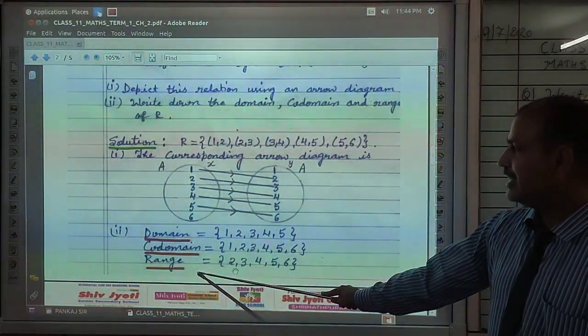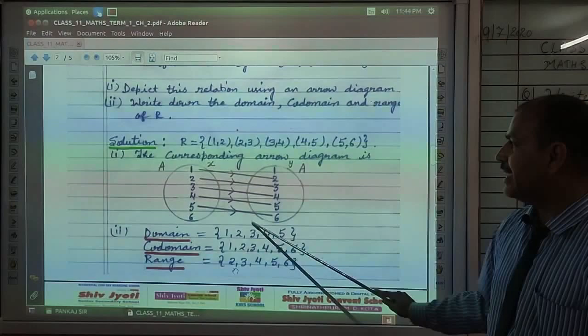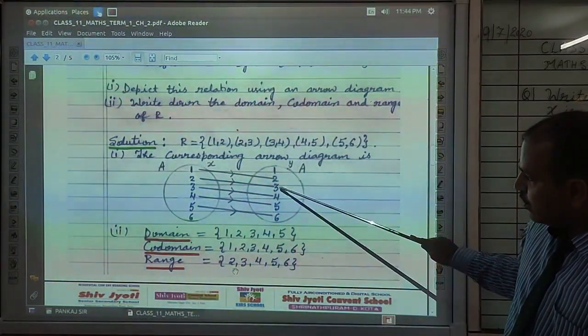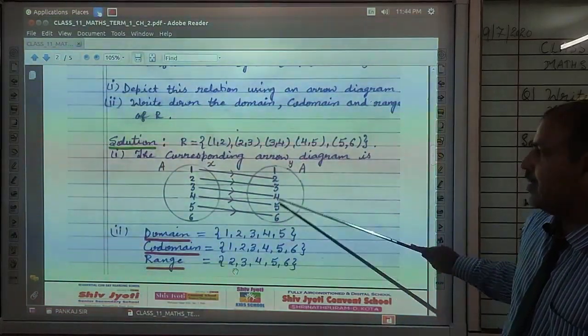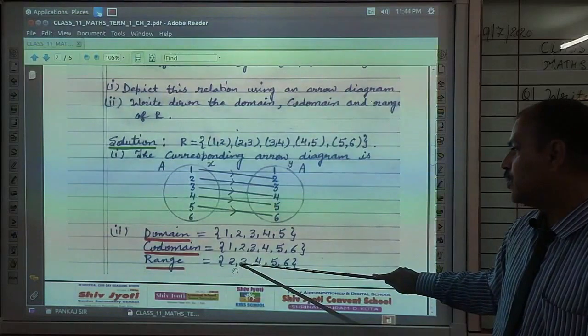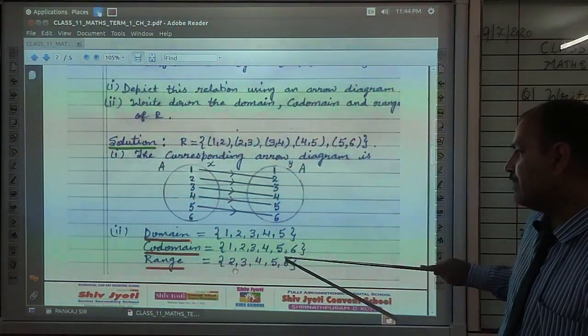Third one, range. Range is the second element of the relation. See the relation. So we have to write only 2, 3, 4, 5, 6, not 1. So range is equal to 2, 3, 4, 5, 6.